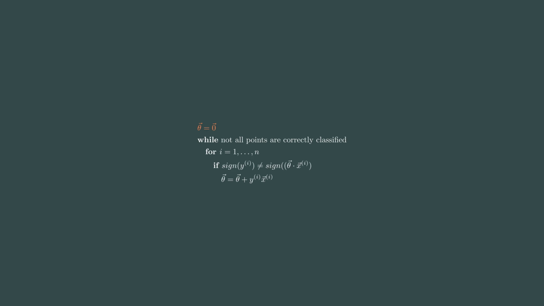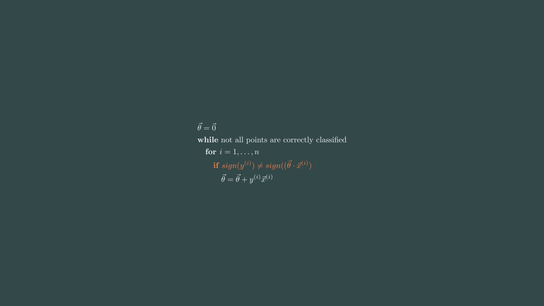In this first line of our pseudocode, we set all of our weights to be equal to 0. We'll then perform the body within this while loop until we have correctly classified all of the points within our dataset. That is, all of our predicted labels match those of the true labels. For every iteration through our while loop, we iterate through all of the points within our dataset, so from i equals 1 to n, where n is the size of our dataset.